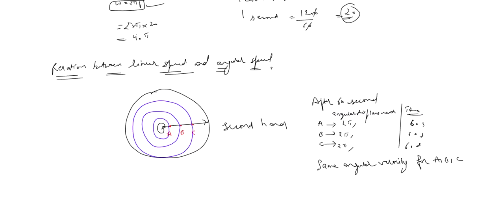No. Because particle A has moved in a small circle, a circle of this radius only. Whereas particle B has moved in this circle. The radius of the circle made by particle B is more than that of A, and C has moved in an even larger circle, right? And whenever a circle is given, the distance is equal to circumference only.